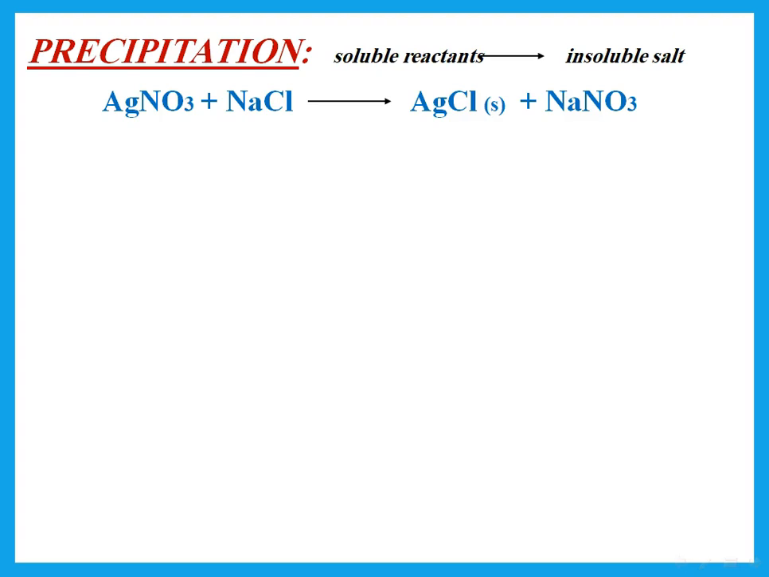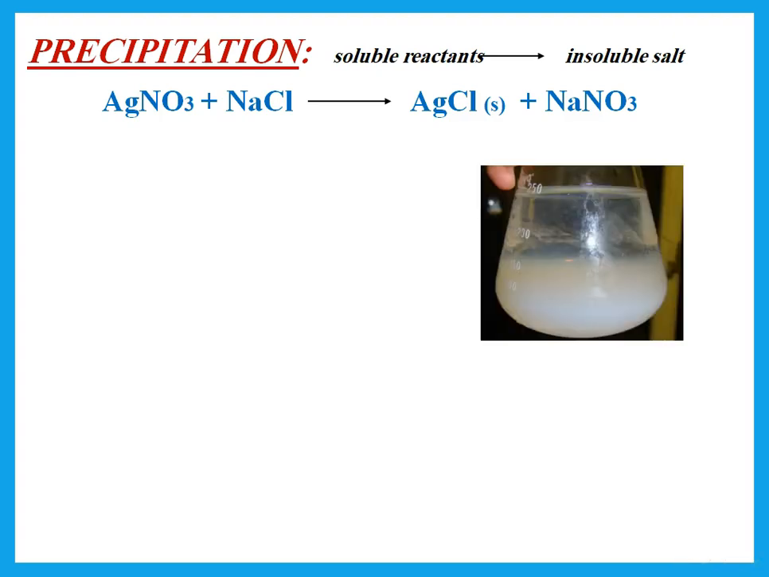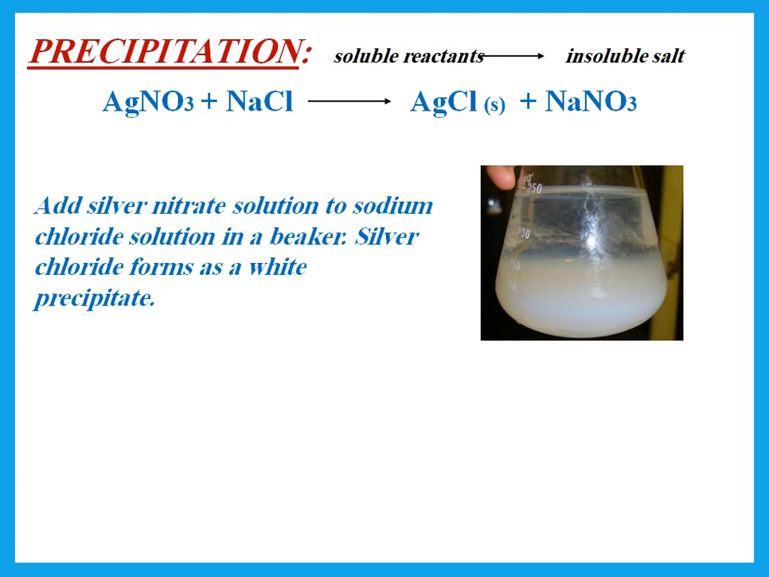So silver something. We said all nitrates are soluble. So I will start with silver nitrate. Something chloride. We said all sodium salts are soluble. So I can use sodium chloride. Now, when I add the two solutions, what I get is the precipitate. So what I'm doing is add silver nitrate solution to sodium chloride.